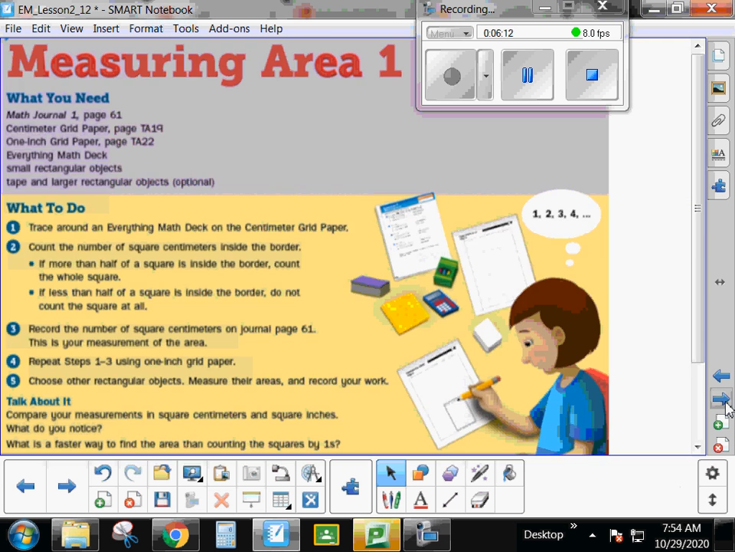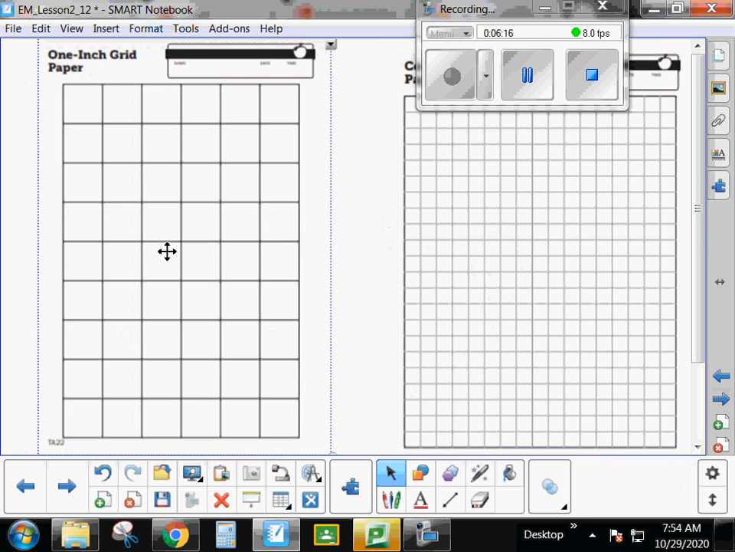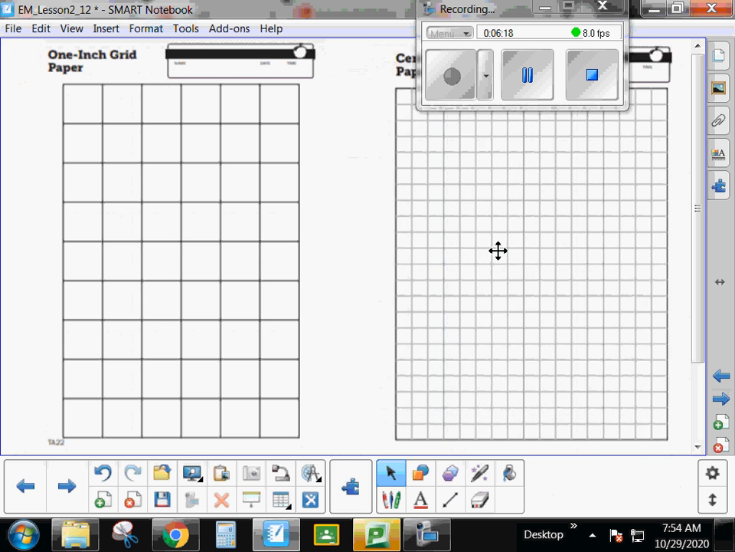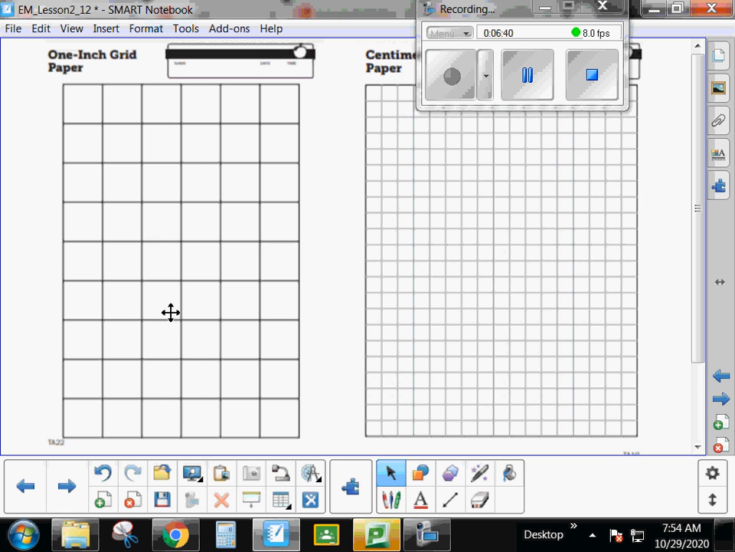And it looks like this. So this is the 1-inch grid paper and this is the centimeter grid paper. What do you notice about the inch grid paper and the centimeter grid paper? Did you notice how the little squares on the centimeter grid paper are smaller than the squares on the inch grid paper? Like when we look at our rulers, the centimeters are smaller than the inches. So it's going to take a lot more centimeters to cover an area than it would inches.